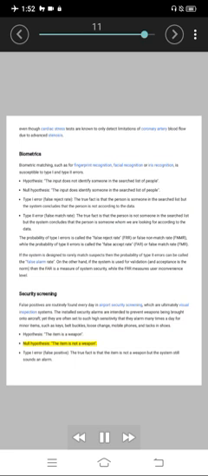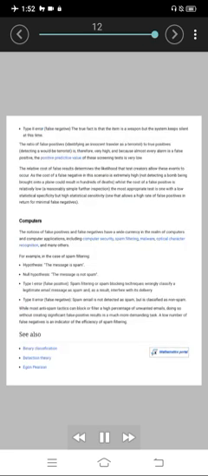Type 1 error, false positive: the true fact is that the item is not a weapon, but the system still sounds an alarm. Type 2 error, false negative: the true fact is that the item is a weapon, but the system keeps silent at this time.